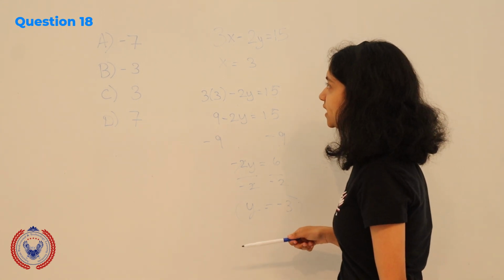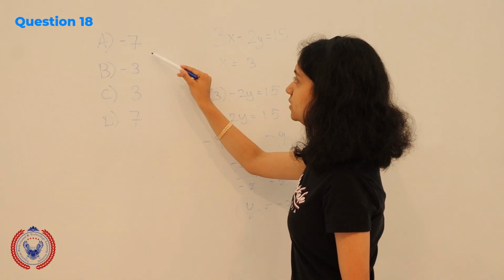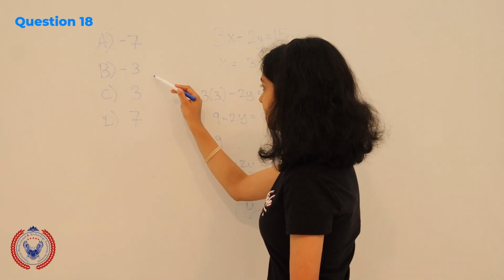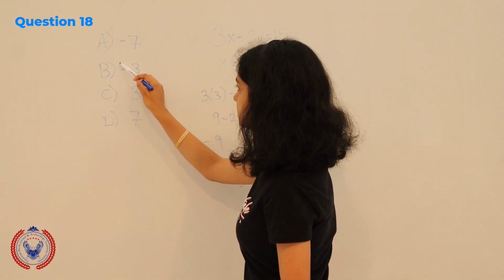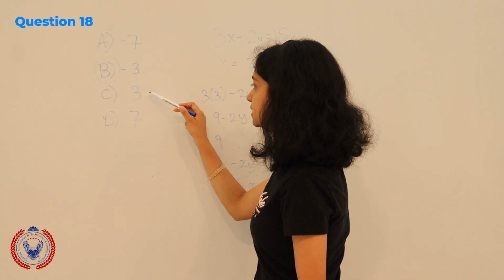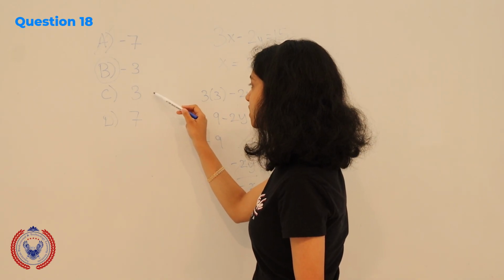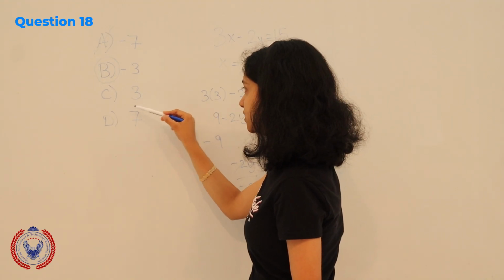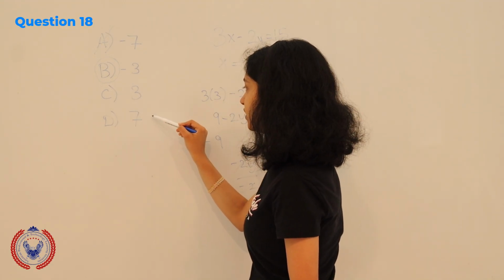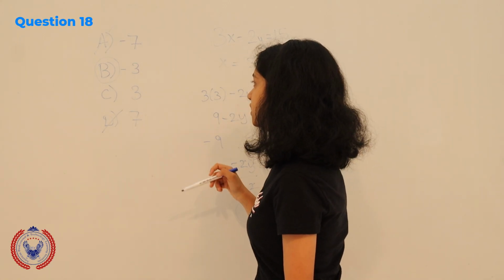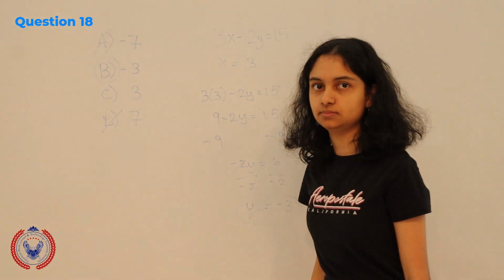Now, let's look at our answer choices. A, negative 7. That's not an answer choice at all. B, negative 3. Yes, that is my answer. But then, again, let's explore the other options as well. C, 3. This would not be a correct answer choice because of the sign. So be careful and watch out for the signs. D, 7. That is not an answer choice. Hence, B, negative 3 is the correct answer choice.